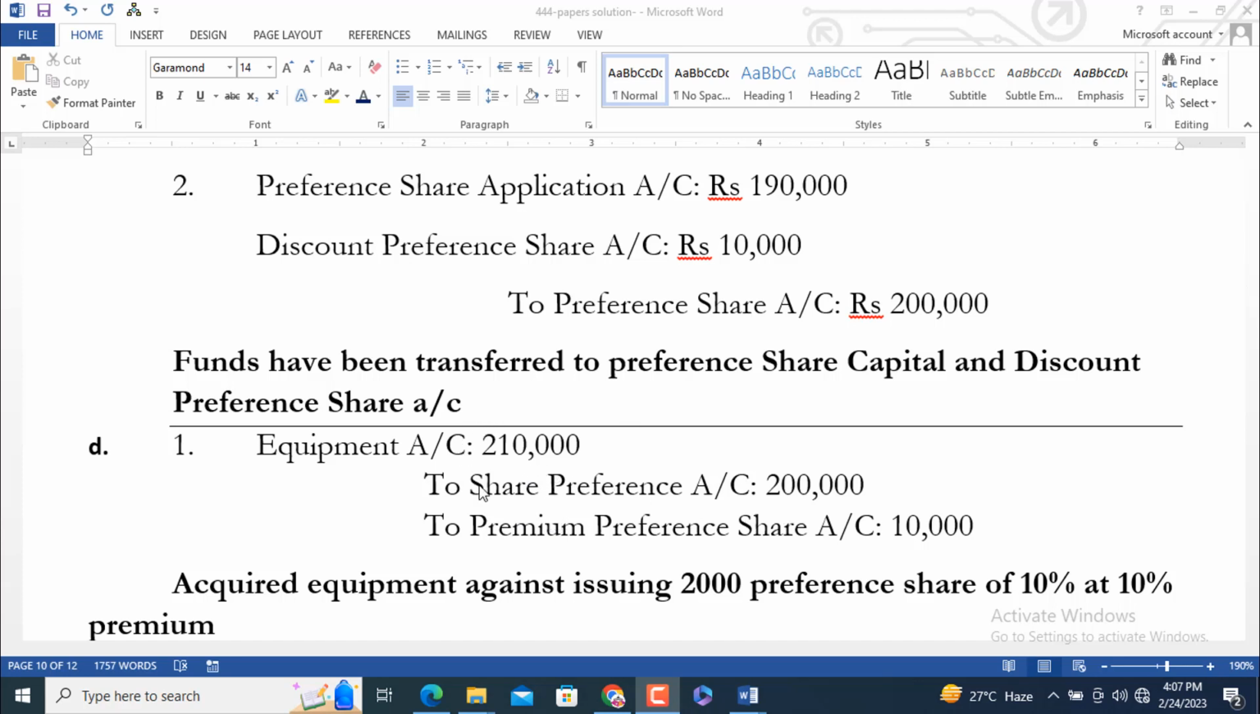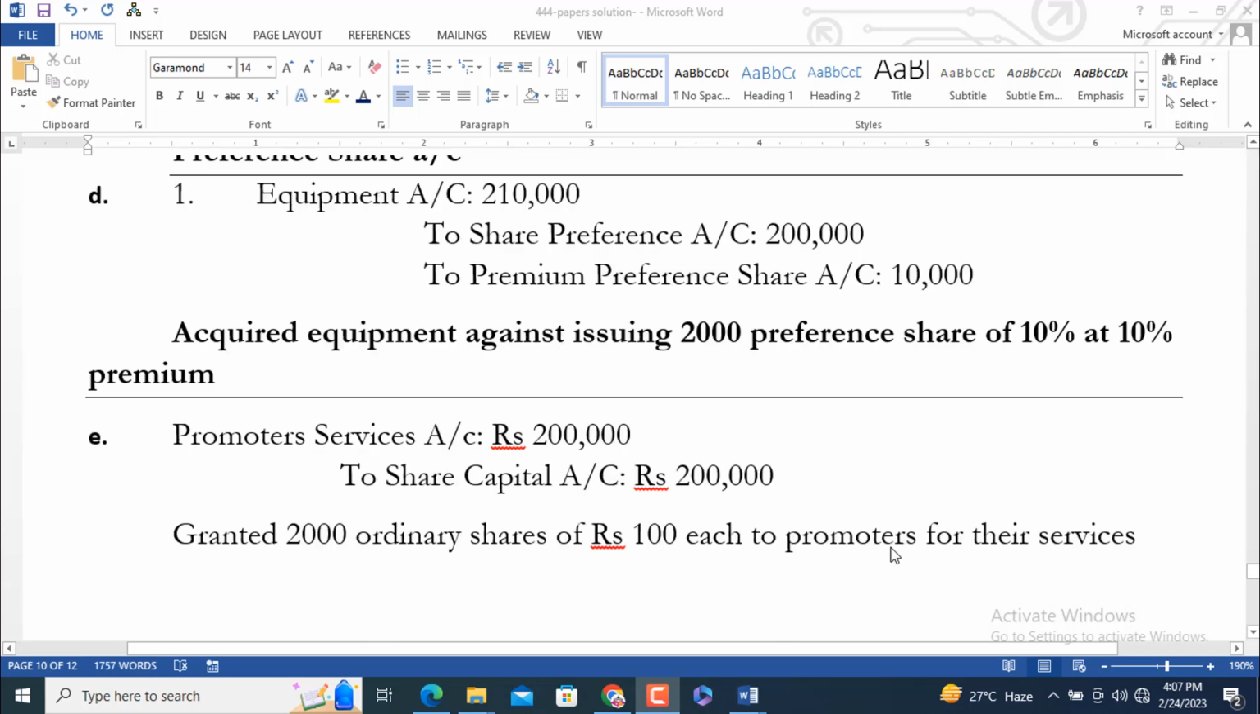Look at this, the figure 210,000. The figure shows that we have given preference shares at above its par value, because the value of the equipment is greater than the amount of the preferred shares at par value, which is 200,000, and here it is 210,000. So the excess of 10,000 is going to the premium on preference share account. So in the last transaction, promoters services account to share capital account.